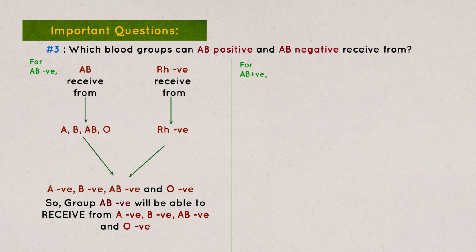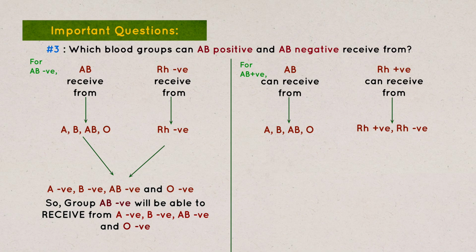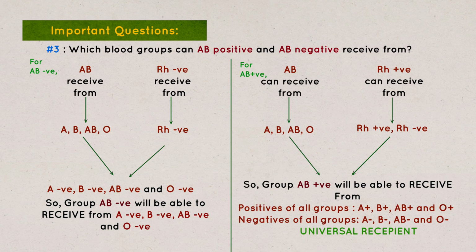Next, let's look at AB positive. As we know, group AB can receive blood from all other blood groups, whereas the Rh positive can receive from Rh positive and Rh negative both. Therefore, AB positive can receive blood from positives and negatives of all blood groups.